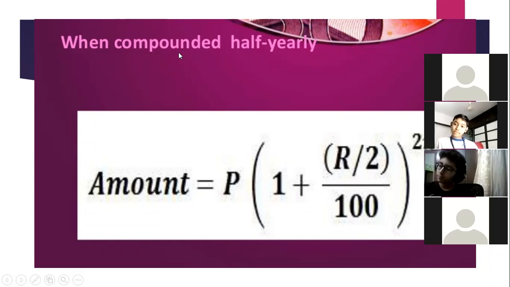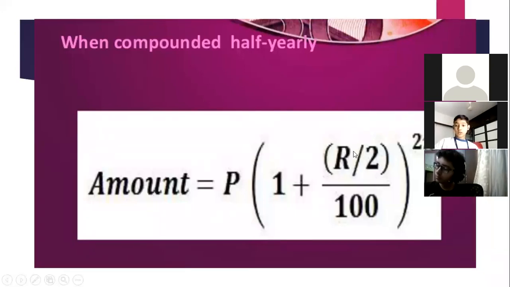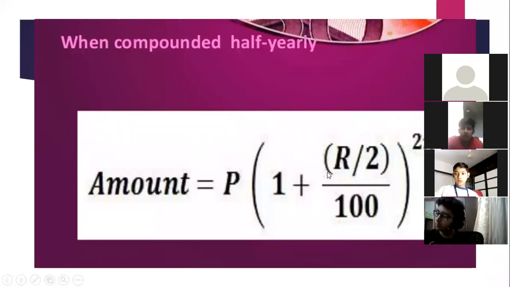So when the interest is compounded half yearly, your rate has to be halved. So if for the complete year it is 10%, for half yearly it will become 5%. 10 by 2, which will become 5%. Ma'am, so can we write 1 plus R upon 2 into 100? Yes, that is one and the same thing. You can directly write R upon 200.